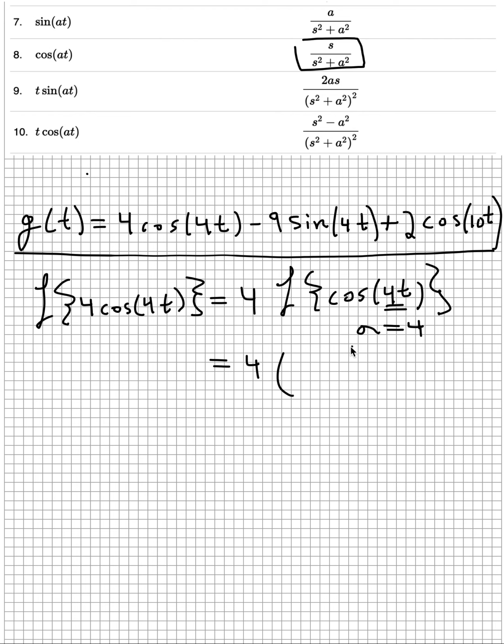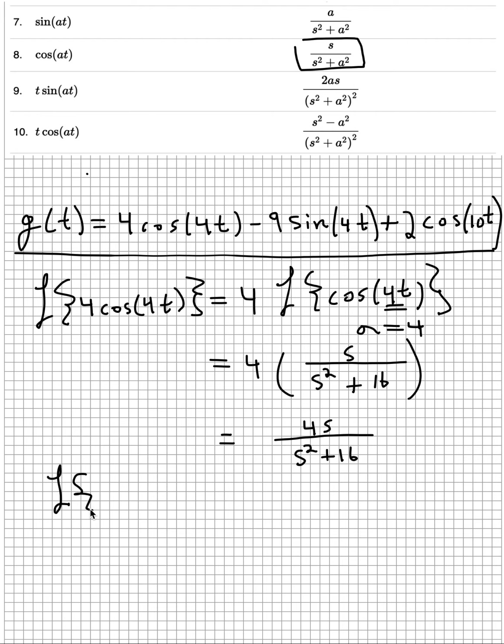A is equal to 4, so the Laplace transform should be the following. It should be s divided by s squared, okay, plus a squared. Well, a is 4, so that's 16, right? And so if you were to simplify this, the Laplace transformation then becomes 4s all divided by s squared plus 16. Not too bad, right? It's pretty simple. So if you got that one right, you probably got the rest right as well.